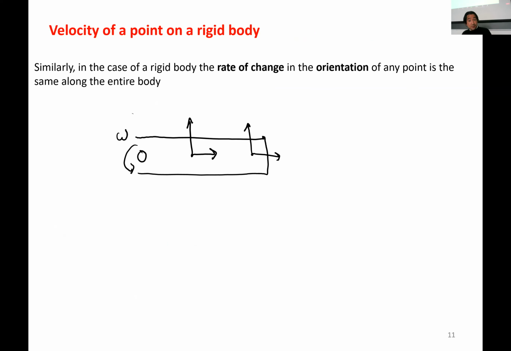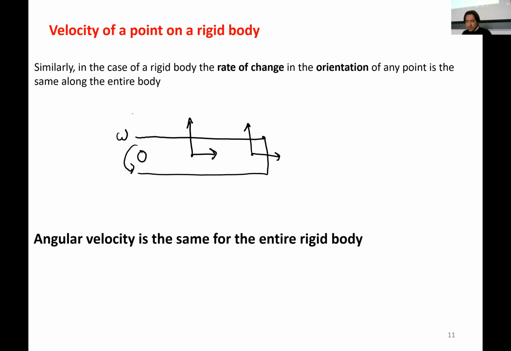Now, if we translate this to a rigid body, you have two frames located at two different points. When you do a full rotation, those two frames are going to be pointing in the same direction. What I'm trying to say with this simple explanation is that the angular velocity is the same for the entire rigid body. So we don't have to care about having different velocities along the rigid body.